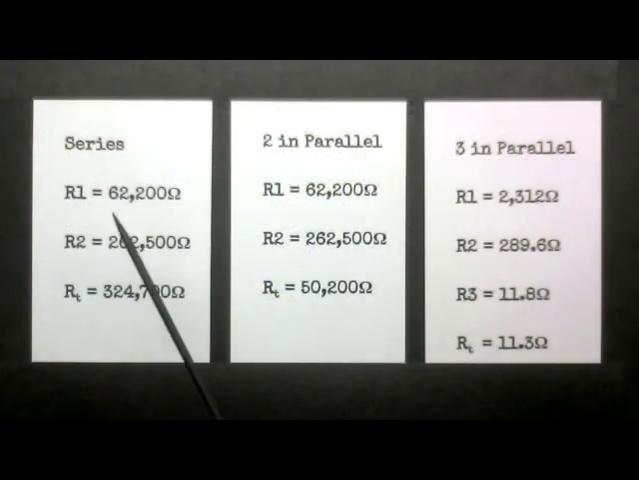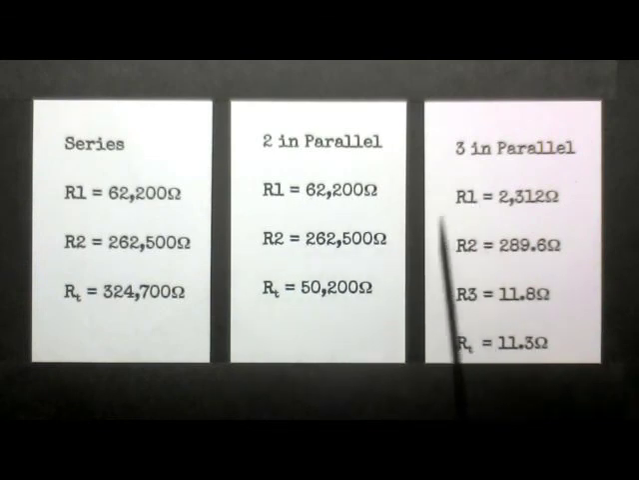In series, the total resistance was the sum of the two resistors. But in both parallel connections, the total resistance was lower than the lowest resistor. Let's think about why that might be. If we compare it to a highway, series is like one lane of a highway being open. There's going to be some resistance to the flow of traffic. In parallel, it's as if additional lanes have opened, so there's less resistance to the flow of traffic.